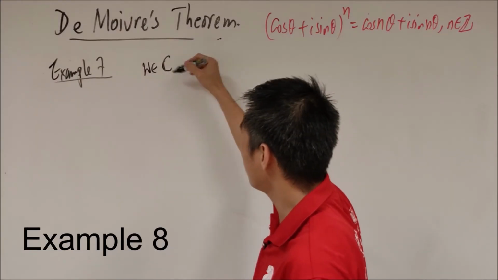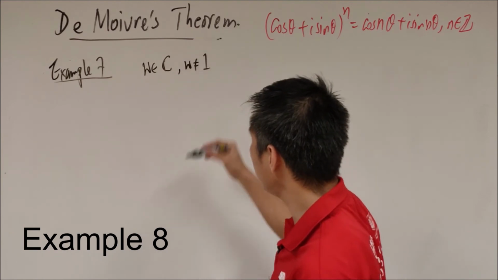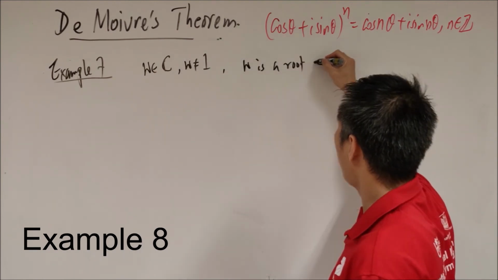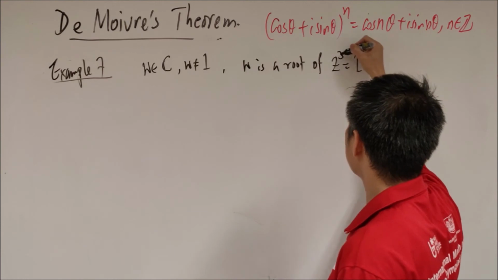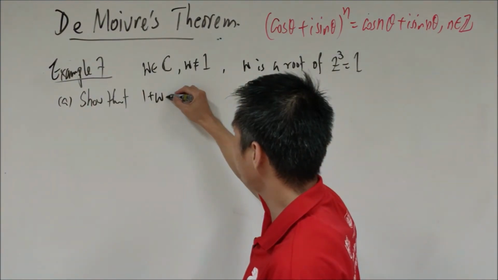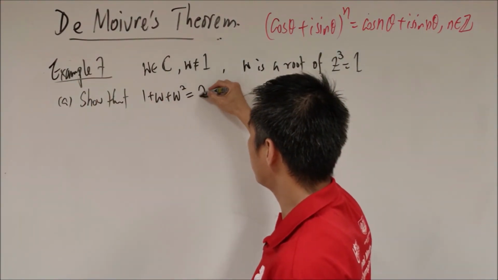W is a complex number where W not equals to 1. W is a root of Z to the power 3 equals 1. Show that 1 plus W plus W squared equals 0.